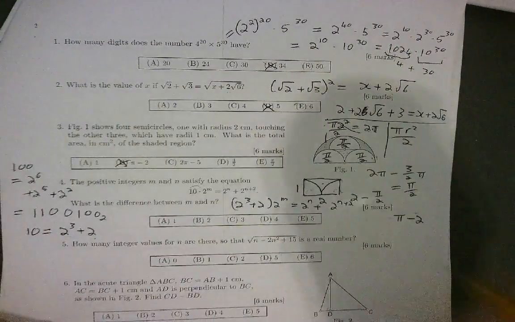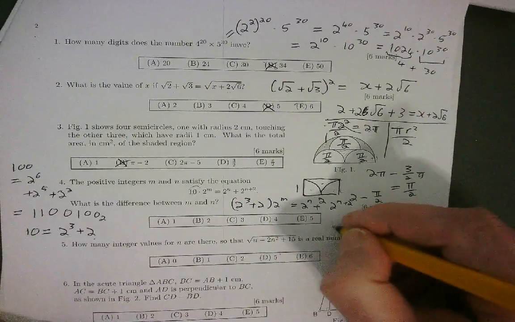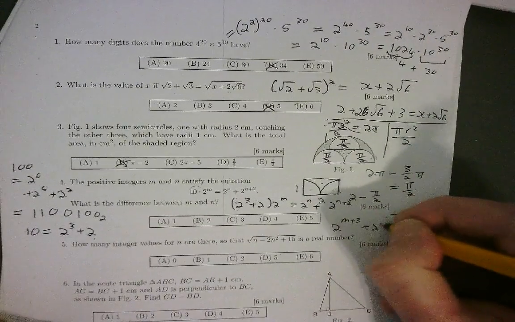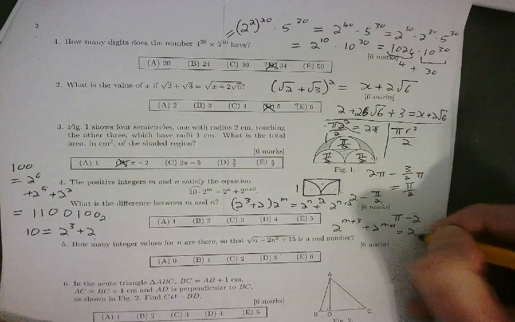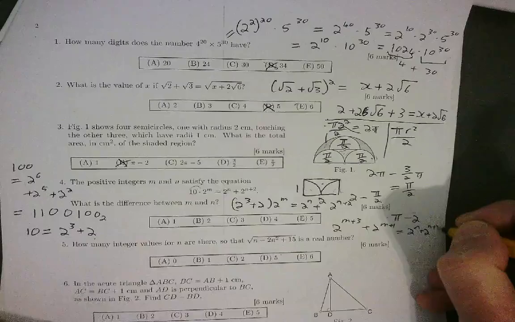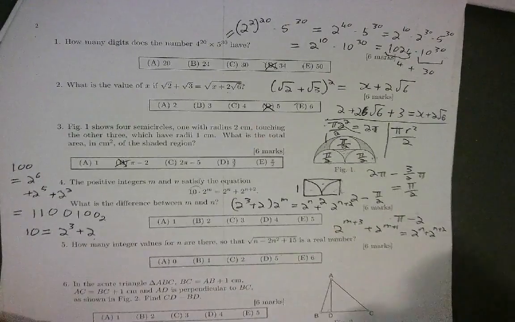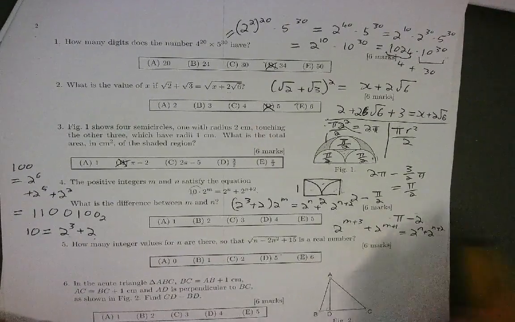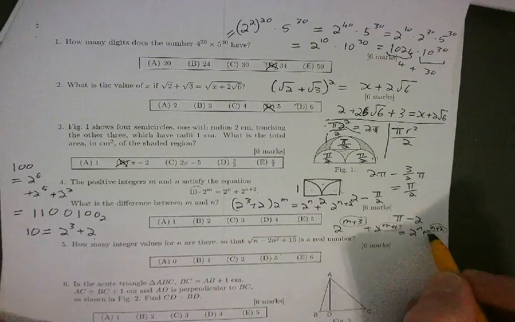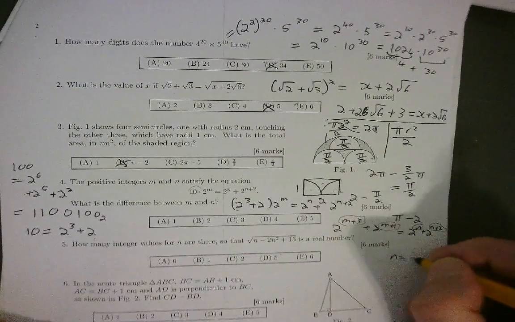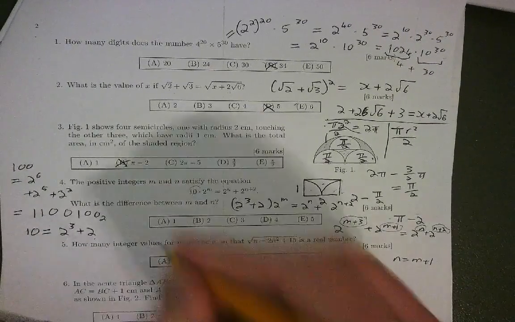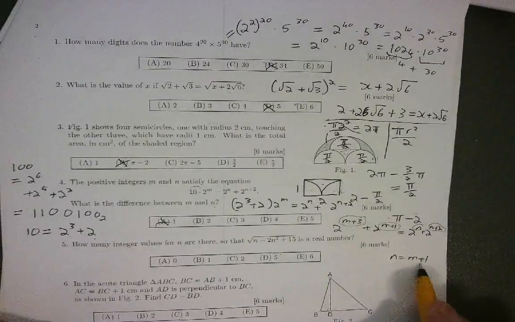This side over here becomes 2 to the power of n plus 3 plus 2 to the power of n plus 1 equals 2 to the power of n plus 2 to the power of n plus 2. And the only way that these two sides can be equal is if this is equal to that and this is equal to that. So n is equal to n plus 1. So it asks for the difference, and so the difference between them is just 1.